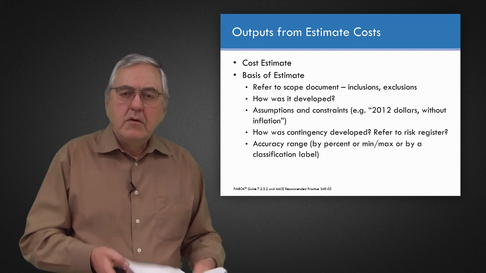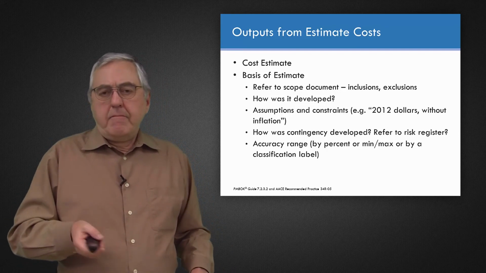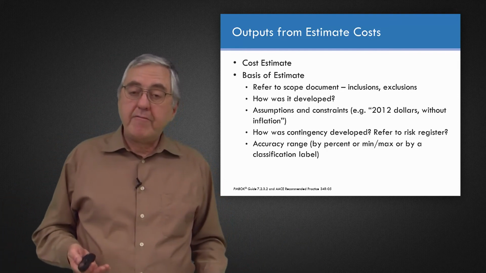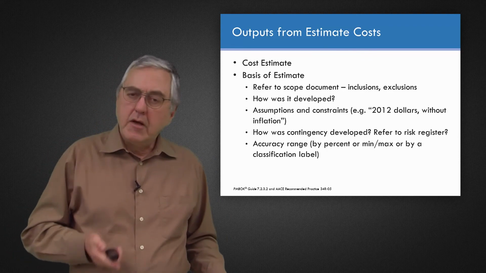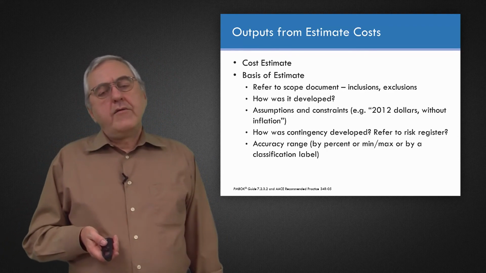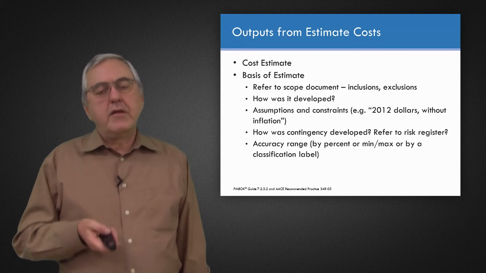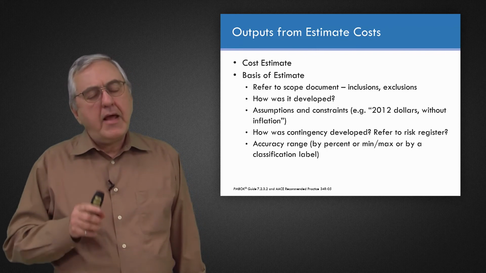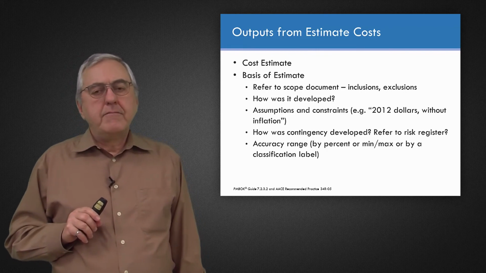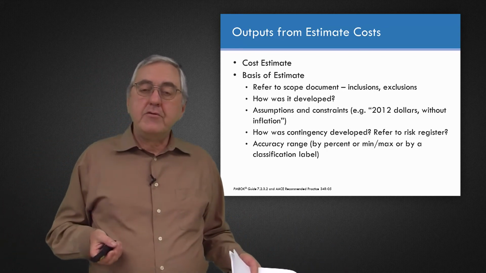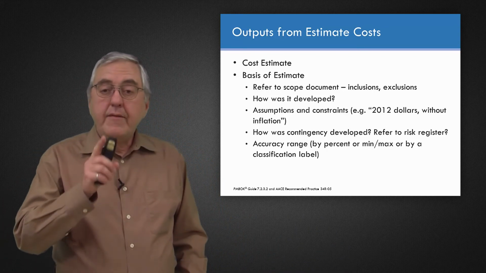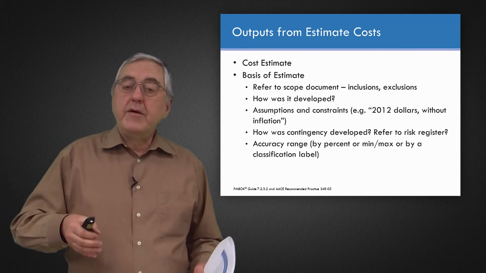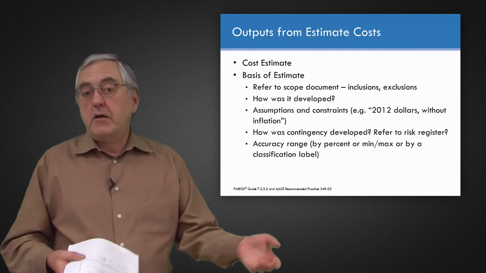How was it developed? Was it developed in half an hour using an analogous method, or was it the result of 3 months of feasibility studies and a bottom-up estimate? It's rather important to say. And what are the assumptions and any constraints about it? Well, an assumption could be we're estimating this in 2012 dollars and without inflation. So now if the project comes to life in 2015, people will immediately know they should take that estimate and at least add 3 years of inflation to it and probably do some investigations to see whether it's still valid.